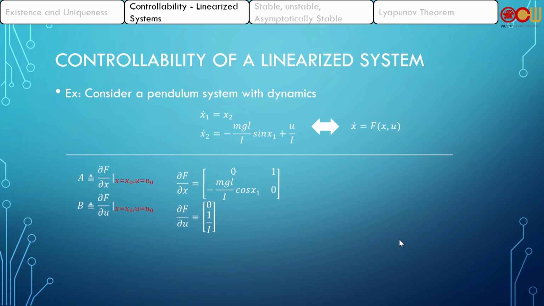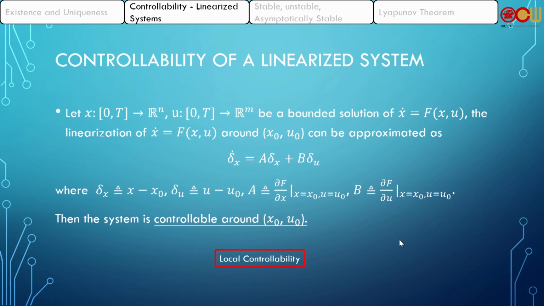So this property is said to be local controllability. If you linearize any nonlinear system, the stability is only local. Okay, everything is local. The properties are local. Controllability is local. Stability is local. Here is the math, the background over here.